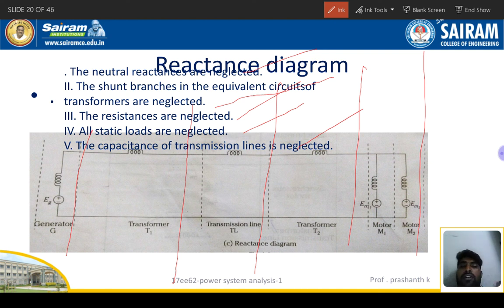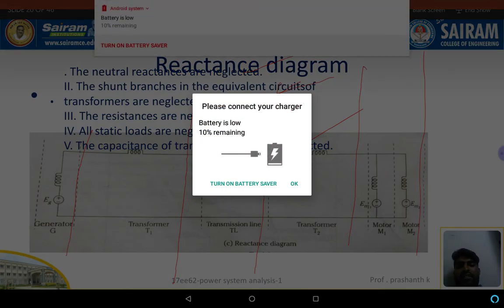If you know how to draw the single line diagram, the reactance diagram and the impedance diagram, and the reactance diagram is very important, I'm sure you've gained 50% of the knowledge. So concentrate on this and read.